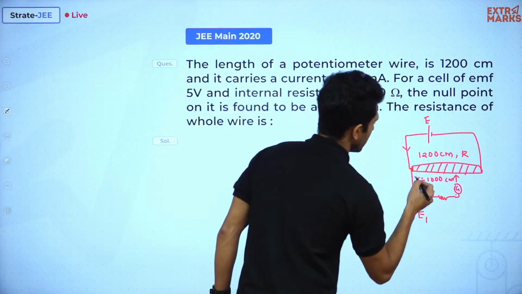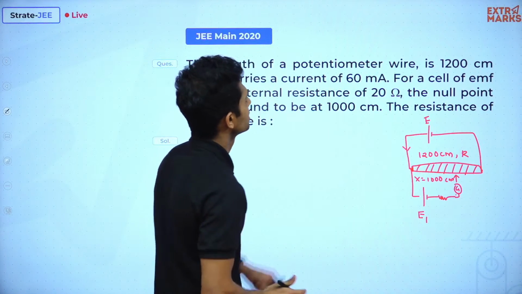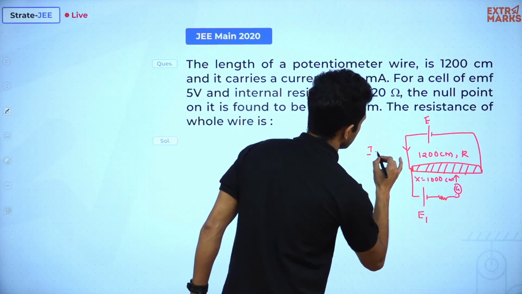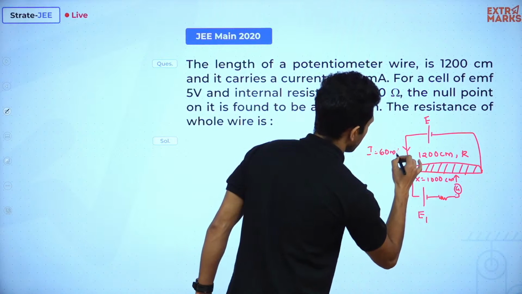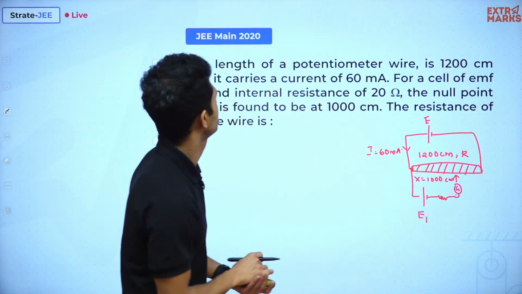1000 centimeter. One more thing, in the primary circuit, the value of current is actually given as 60 milliampere. What else is given? What else is given?